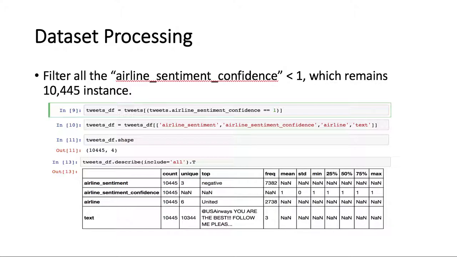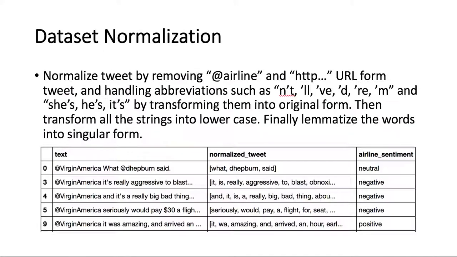Before I did the data analysis and built a model, I did the data pre-processing. I filtered out all the airline sentiment confidence that is less than 1, which leaves about 10,000 instances. And then I did the normalization for this dataset.